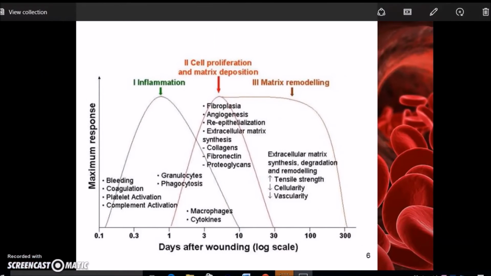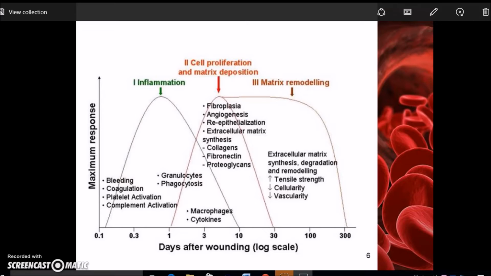Here's a more detailed representation of this. We have a logarithmic scale at the bottom which starts at 0.1 days and goes all the way to a year. Same as before, but we have more detail in the cellular events here. So we have an inflammatory phase in green for the first 10 days really, peaking at about 1 day, where we have bleeding and coagulation, activation of platelets, complement activation, and the beginnings of white cell infiltration into the tissues.